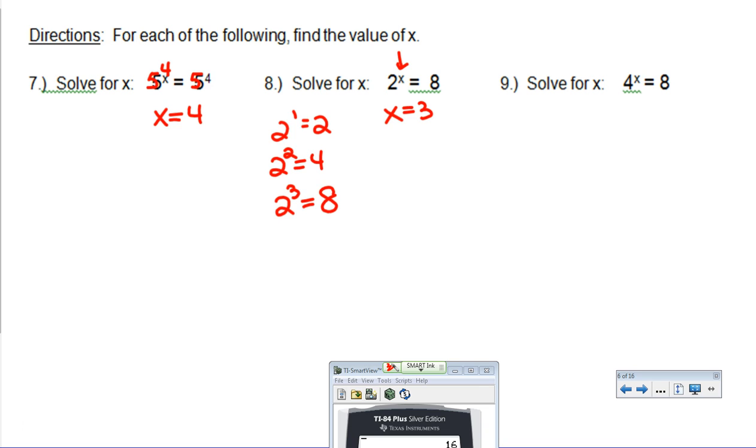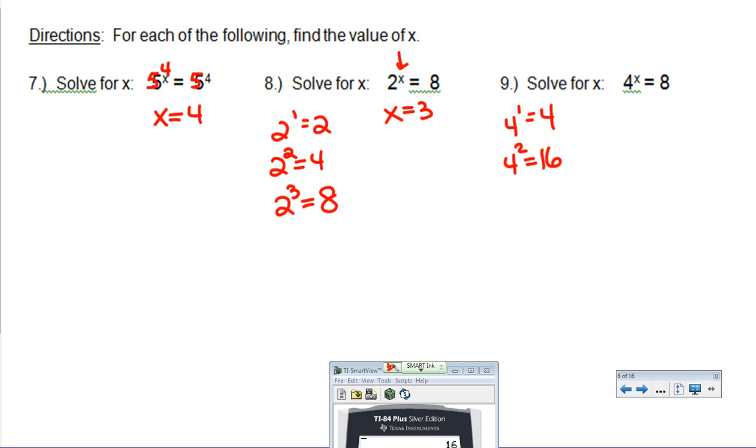So problem number 9, I want to know what number power for x can I raise a 4 to make it be an 8? Well, 4 to the 1 is 4, it's too small. 4 to the 2nd is 16, that's too big. So it's got to be some number between 1 and 2. Again, I can sit here and guess, but there's a better way. If I can make them both be the same base, then I can do what I did in problem 7. If I know the base numbers are the same, it means the powers have to be the same.